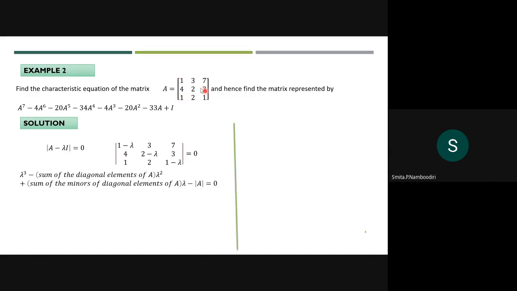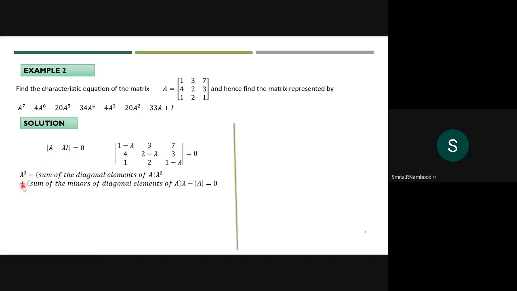अगर ये 3 by 3 मैट्रिक्स है तो हम ये फॉर्मूला अप्लाई कर सकते हैं, बट थोड़ा सा बड़ा हो जाता है. इसके लिए हम लोग क्या करते हैं, ये वाला फॉर्मूला यूज करते हैं. व्हाट इज दैट फॉर्मूला? लैम्डा क्यूब माइनस सम ऑफ द डायगोनल एलिमेंट्स ऑफ ए इनटू लैम्डा स्क्वायर plus sum of the minors of the diagonal elements of A into lambda minus determinant of A equal to 0.